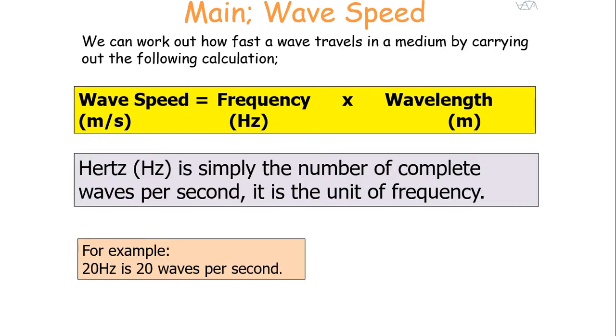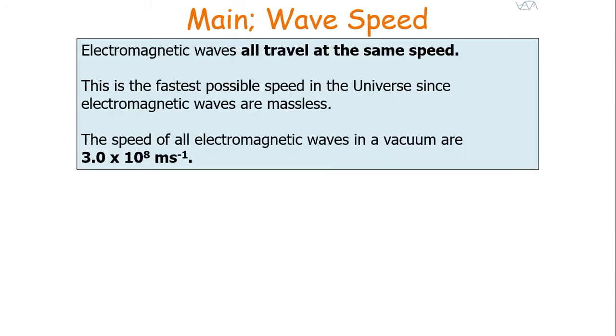Now, we measure frequency in hertz, and hertz is simply the number of complete waves passing a point or produced every second. So for example, if we say a wave has a frequency of 20 hertz, this means it is producing 20 waves every second, or 20 waves passing a point every single second.